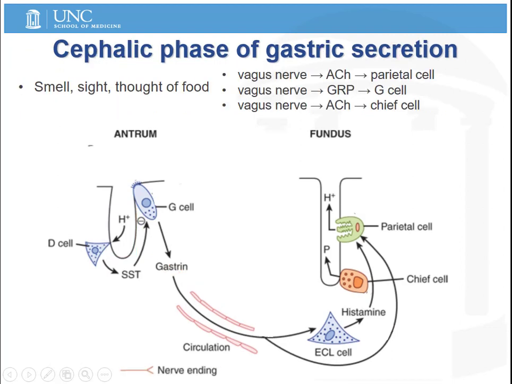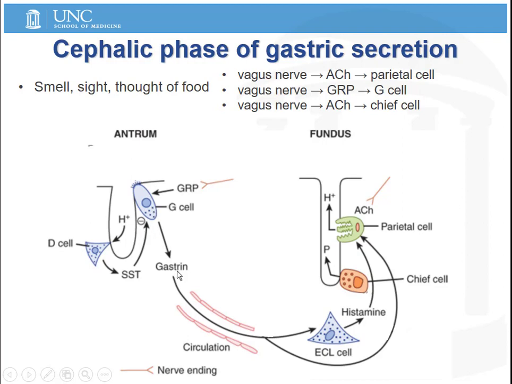Now in the cephalic phase, there's no food in the system, but through the sight, smell, taste, or thought of food, the body is aware that food will likely be coming into the stomach soon, so it sends information out through the vagus nerve to prime the stomach and get it ready for a meal. Acetylcholine acts directly on parietal cells, causing them to secrete acid. And that vagal stimulation also causes release of the neuropeptide gastrin-releasing peptide, or GRP, which stimulates gastrin release from G cells.